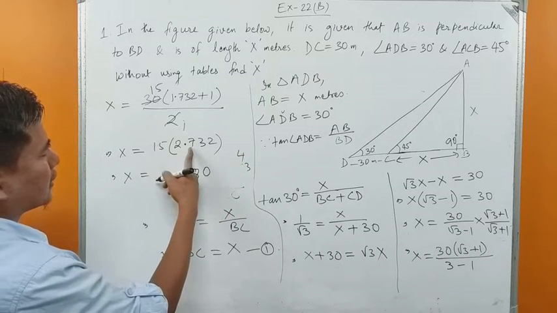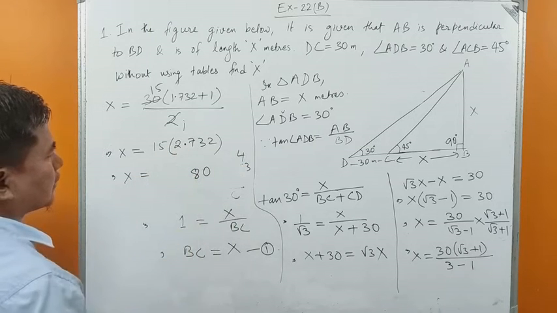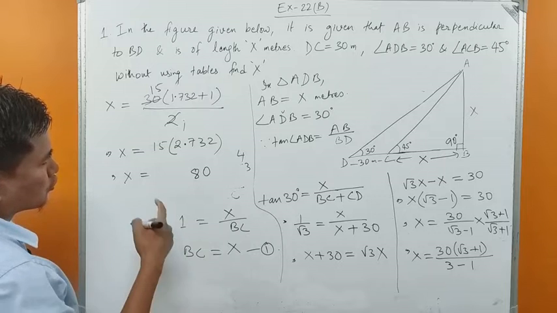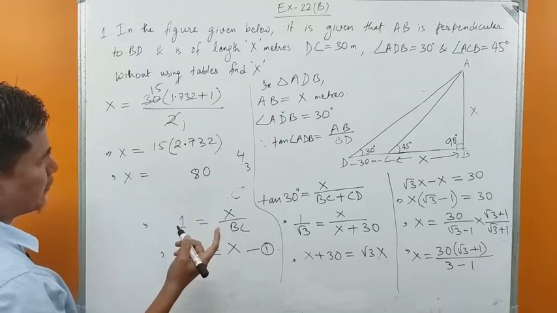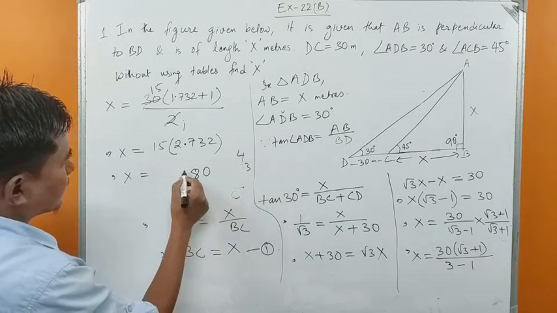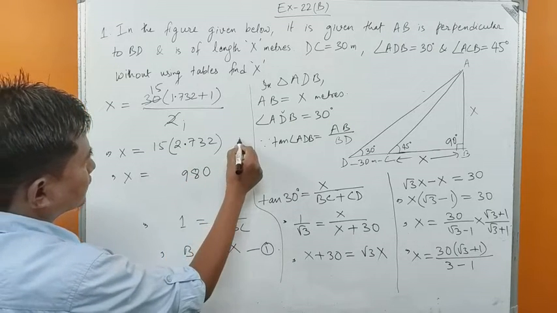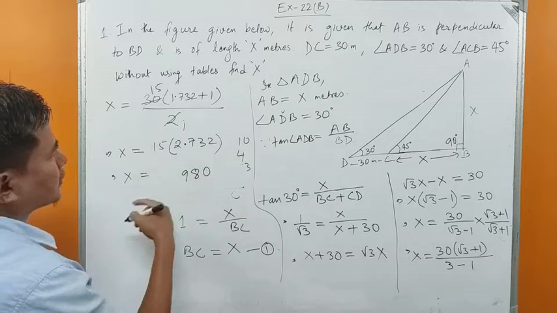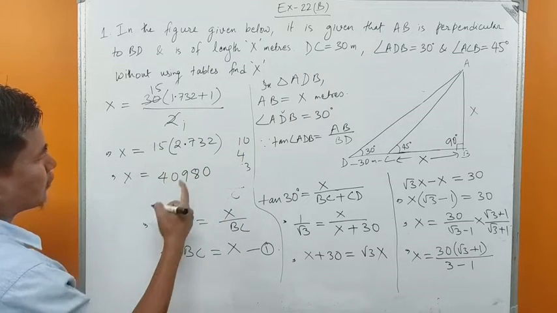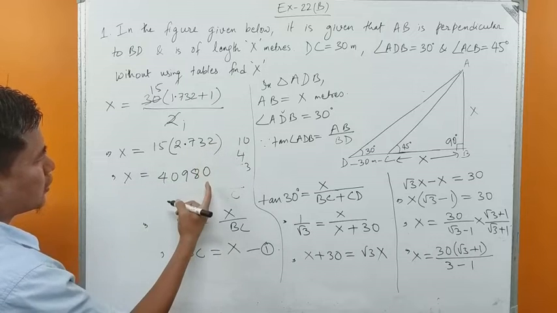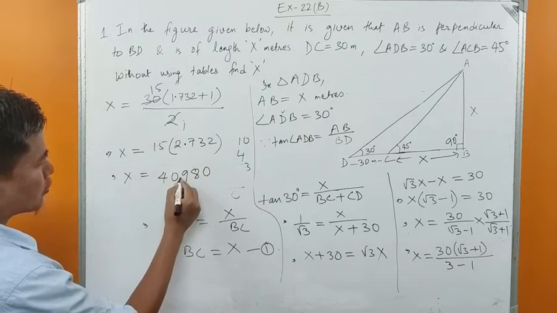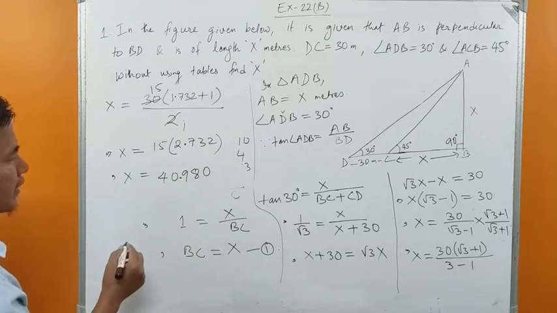15 7s are 105, plus 4 is 109. So 9, 10 remains in hand. 15 2s are 30, 30 plus 10 is 40. So we have a decimal point before 3 digits. So we put a decimal point before 3 digits: 1, 2, 3. So the value of x is 40.980.